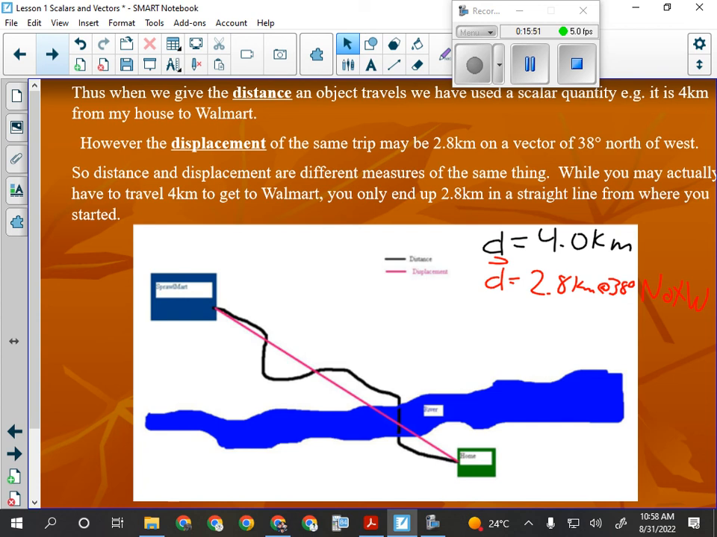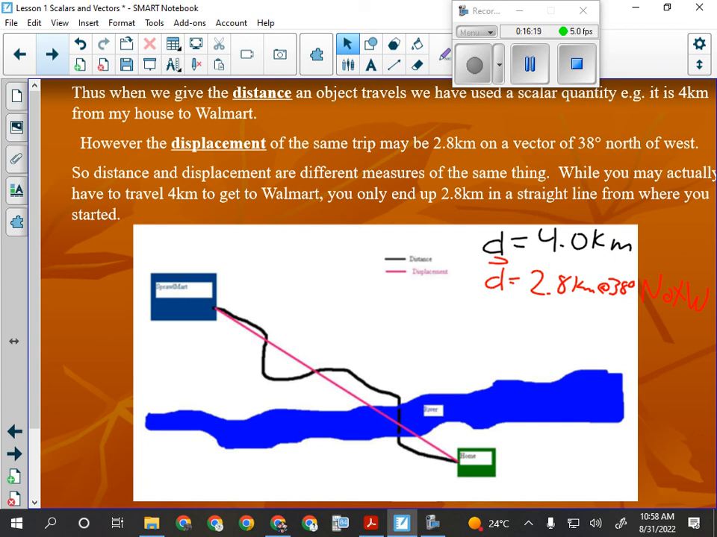I know it kind of seems like it's the same thing, but it's not. Because I had to go a whole bunch of different directions along the black line, that doesn't account for my change in position from start to finish. That's always going to be a smaller number, or an equal number if I was actually able to travel in a straight line. All right, so those are different.